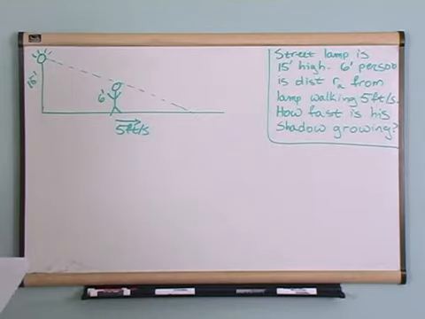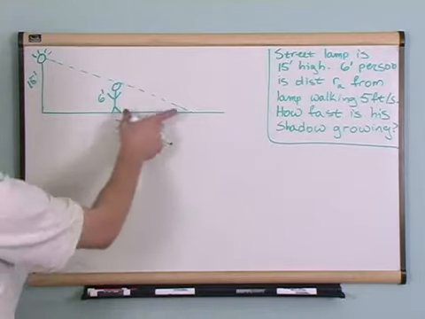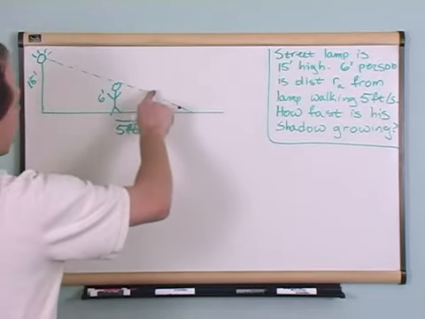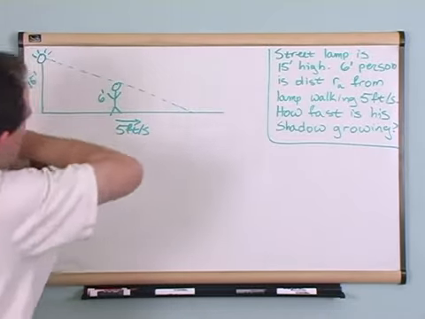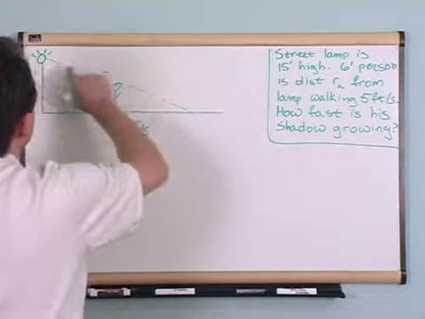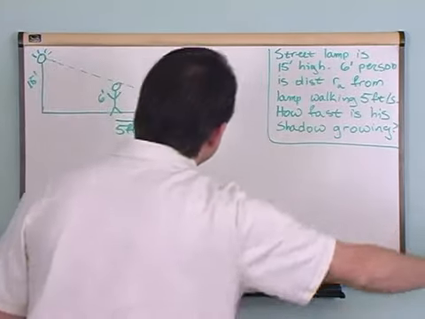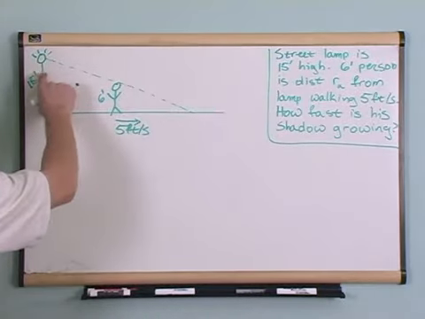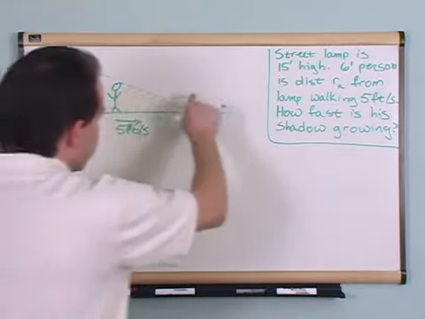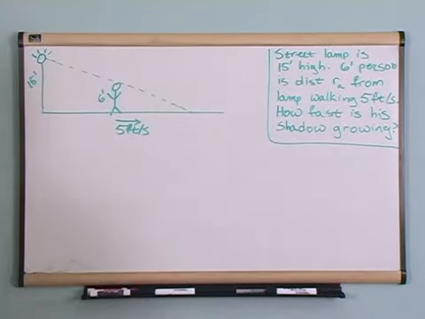And the question is, how fast is his shadow growing? As he gets farther and farther away, like when he's over here, let's say, then you're going to cast a longer and longer shadow. When you're standing right underneath the light, you're going to have a real short shadow. So eventually, it's going to get bigger and bigger as he gets farther and farther away.